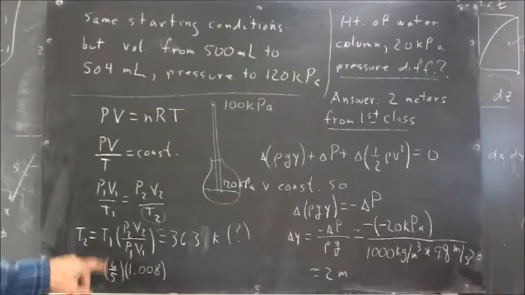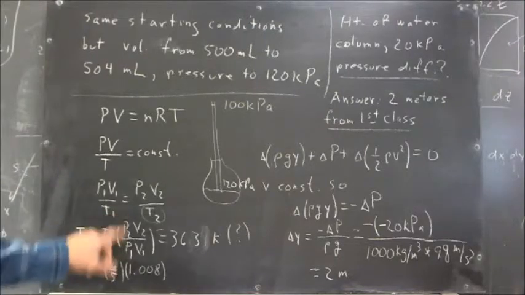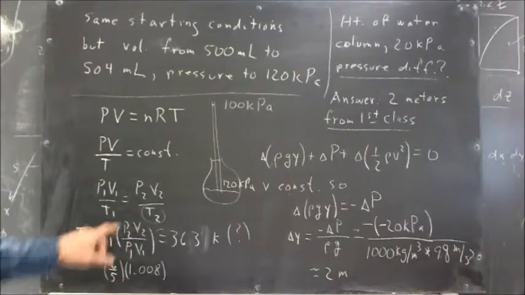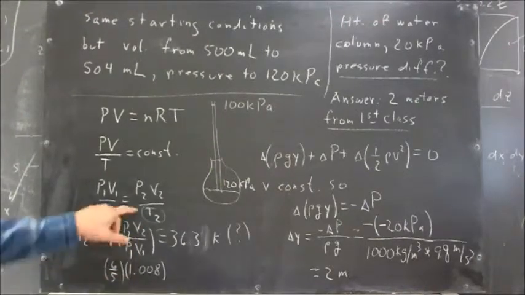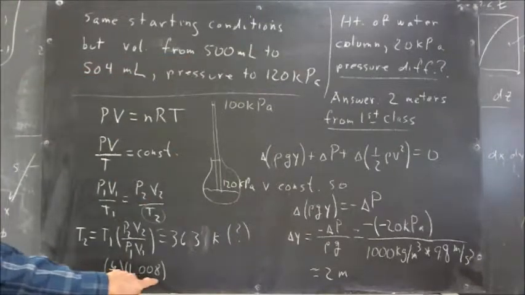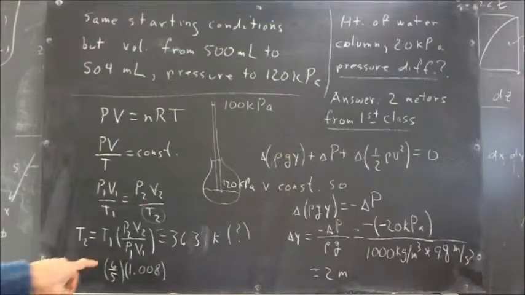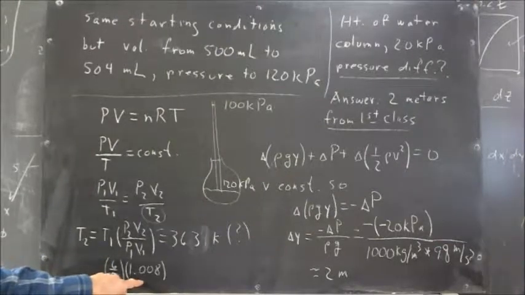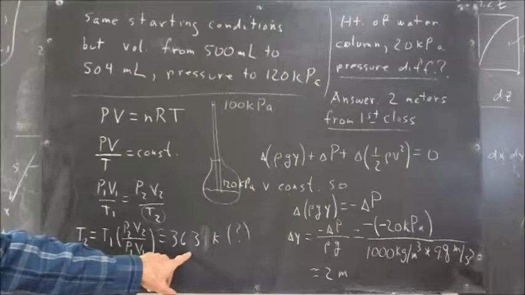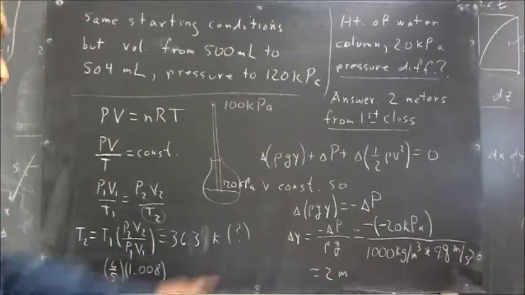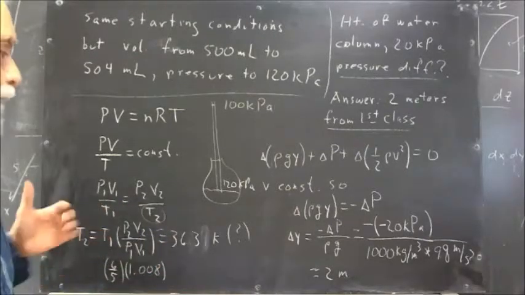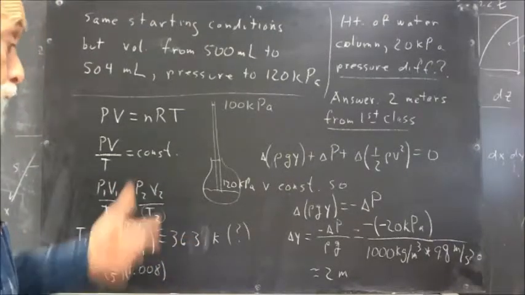And we could think of that as T1 times P2 over P1, the pressure ratio, times V2 over V1, the volume ratio. The pressure ratio is 6 to 5. The volume ratio, 504 over 500, is 1.008. If we multiply 6/5 by 1.008 and then multiply that by T1, we get something very close to 363 Kelvin. Put a question mark there, not sure about the decimals. That's a change of 63 Kelvin rather than 60 Kelvin.